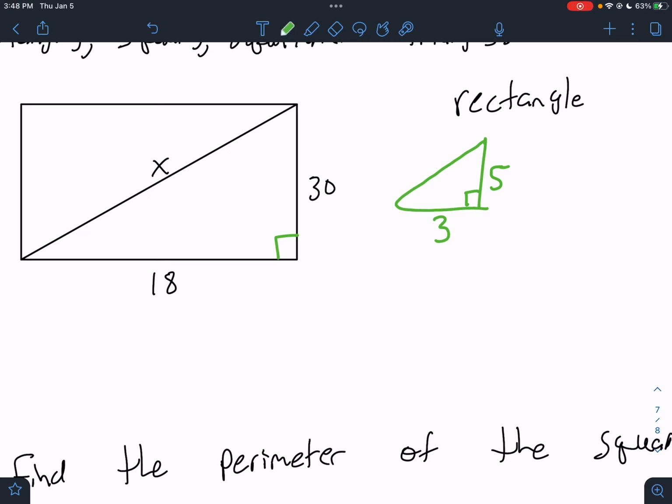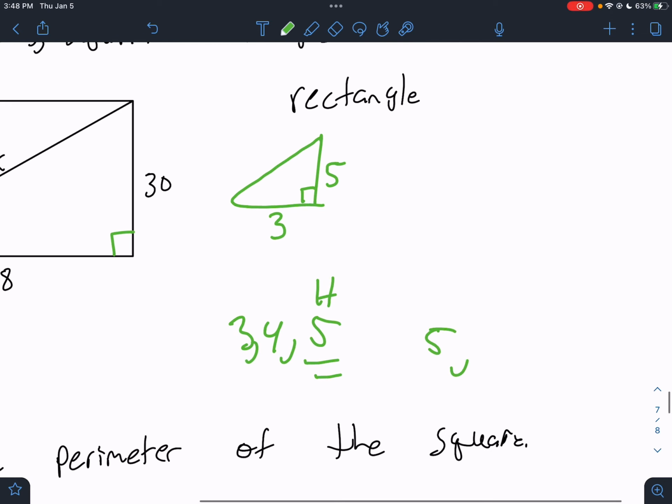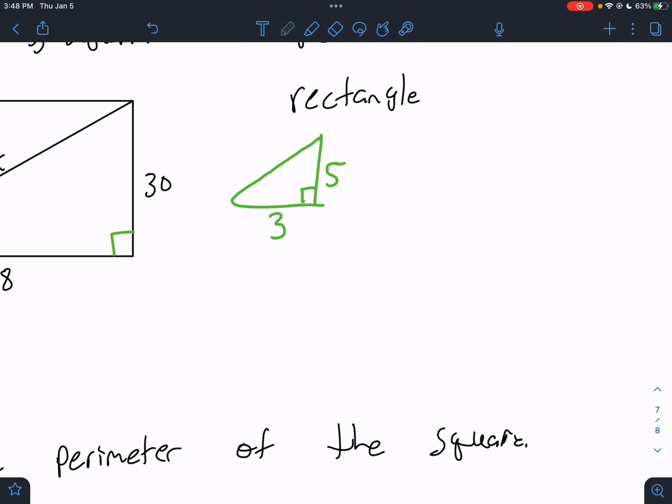Guys, 3, 4, 5. That's got to be the hypotenuse. If it's a 5, 12, 13, this has to be the hypotenuse. The biggest number must be your hypotenuse, or it's not one of our triples from last time. So yes, I see the 3 and the 5, but this can't be 4. The hypotenuse can't be smaller. So we're going to have to do Pythagorean theorem.